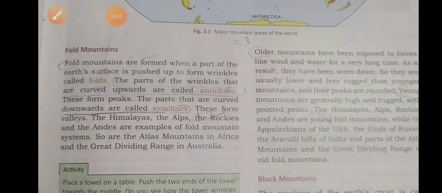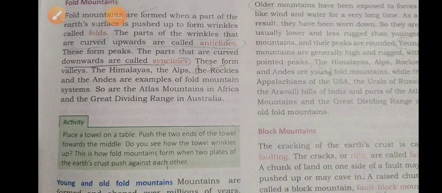Fold mountains are formed when a part of the earth's surface is pushed up to form wrinkles called folds, and it is called a fold mountain. What is a fold mountain? A mountain formed when a part of the earth's surface wrinkles up. It is called a fold mountain.